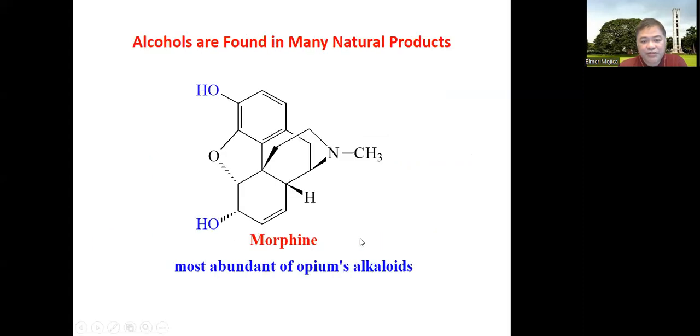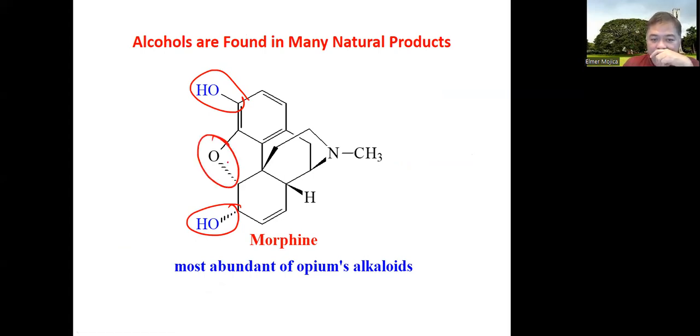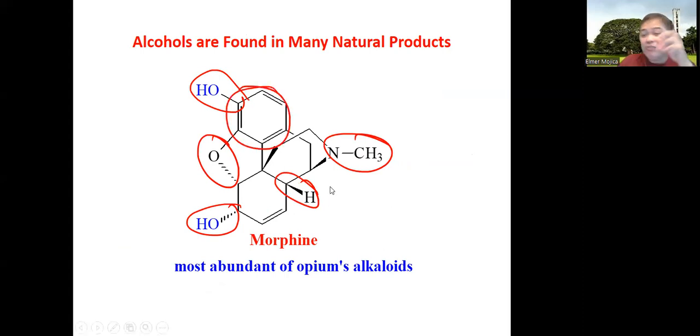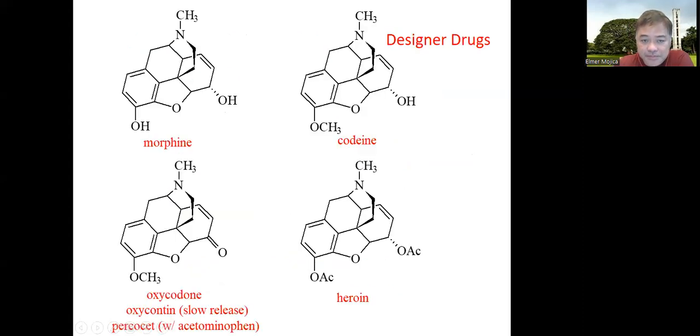So you can find alcohol in morphine. So saan ang alcohol dito? Ito, tsaka ito. And this one is what? Another functional group. This one is another functional group. This one is another functional group. And this one is the aromatic ring. So as you could see, a compound can have more than one functional group. So again, you have the designer drugs, morphine, codeine, oxycodone, and heroin.